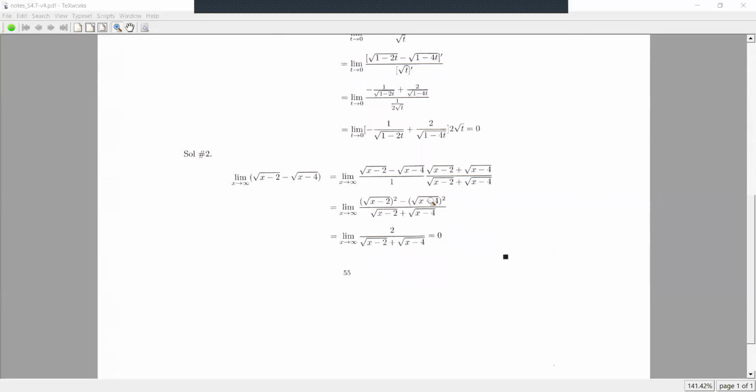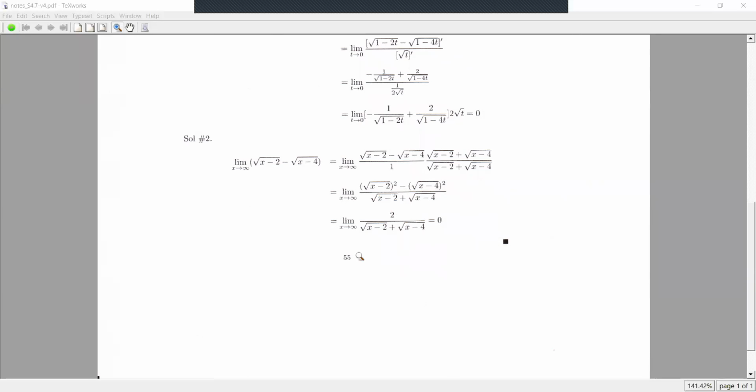Now simplify the numerator. Square root and square cancel. Square root and square cancel. And then cancel the x. Then we get the numerator is 2. Okay, now the limit of this function is easy to tell. You can either plug in infinity for x to get 2 over infinity, so the limit is 0, or by inspection.